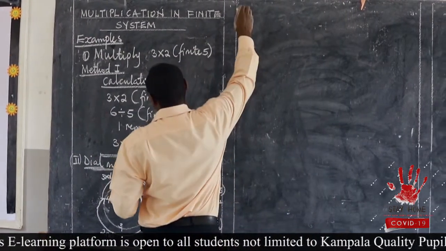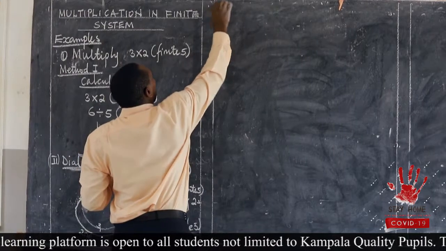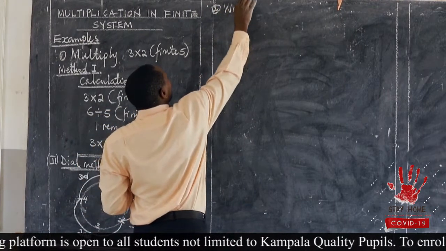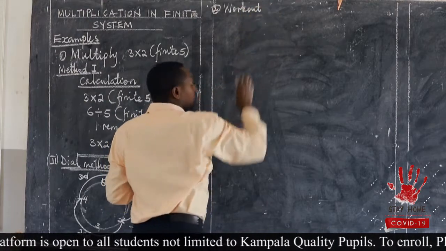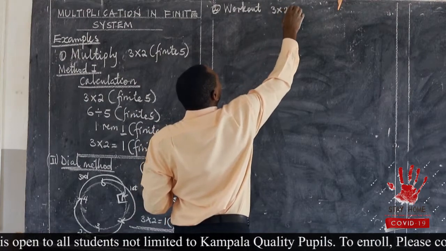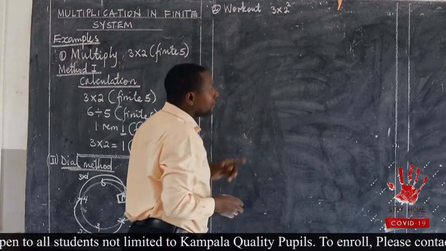Assume our example 2 is telling us to work out, I want you to watch very well, to work out 3 times 2, somebody is putting squared. Watch that one.